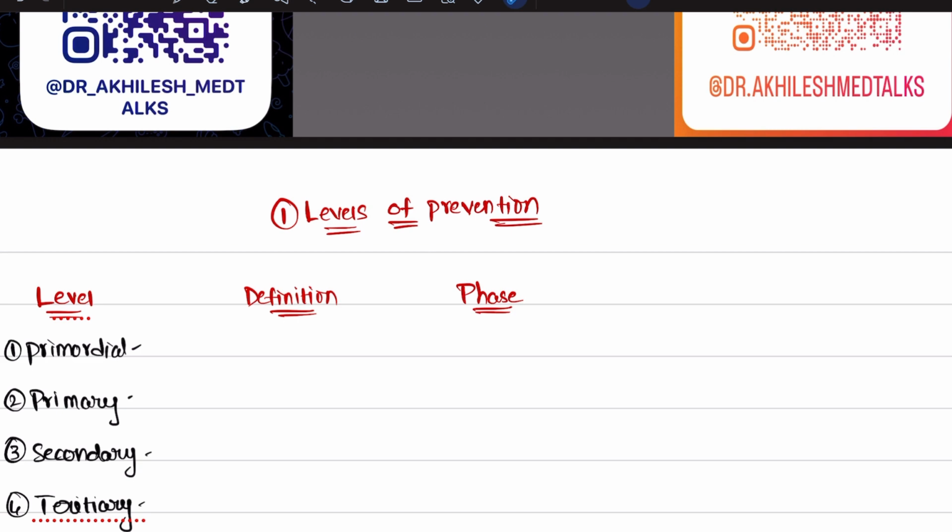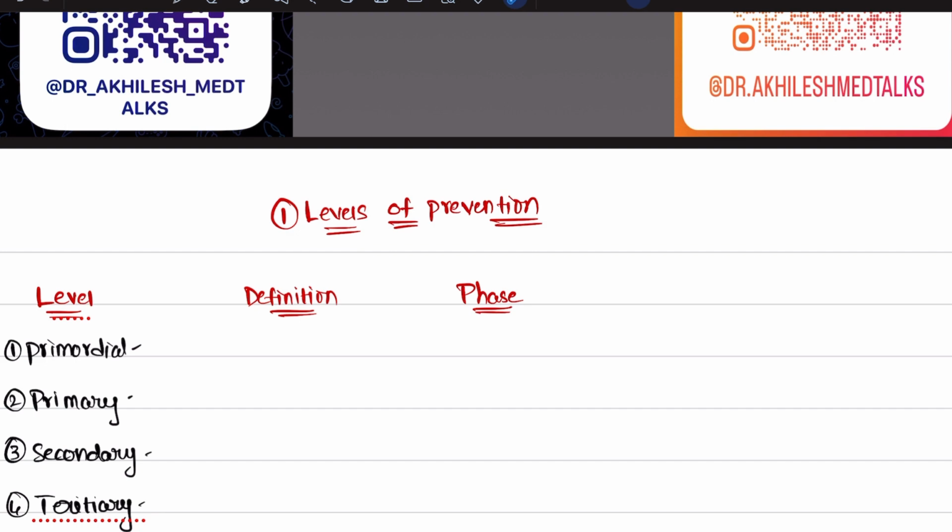This is how we are going to differentiate between the primordial and primary. In primary, risk factor is there, but no disease. In primordial, there was no risk factor, no disease, nothing was there. But in primary, what we have? We have risk factor, only risk factor, no disease.